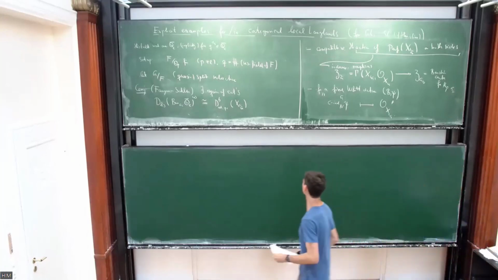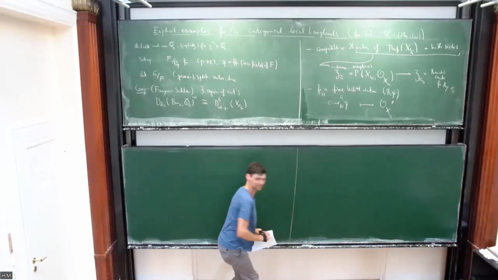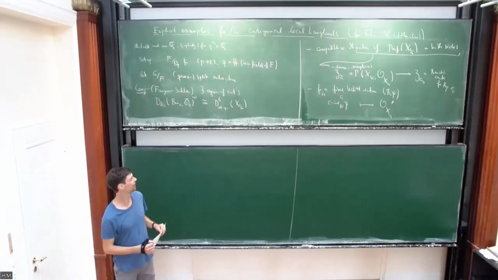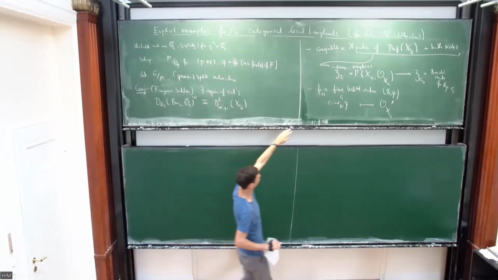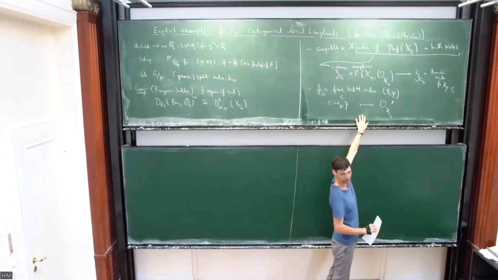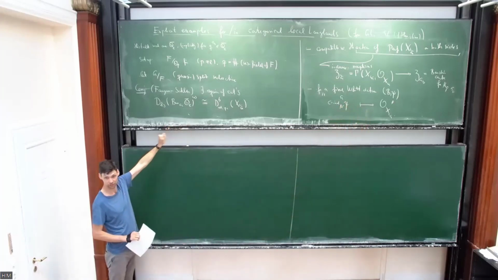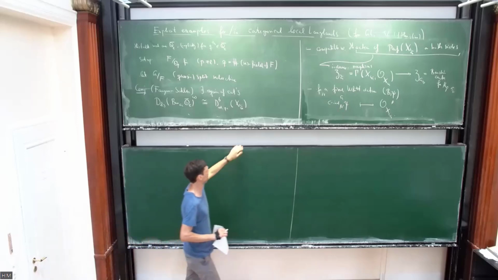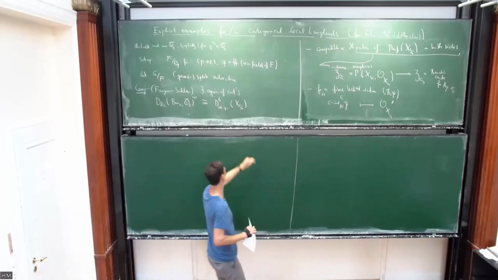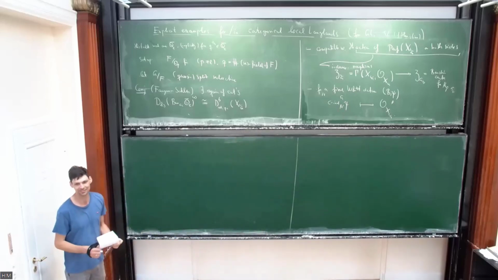So the map is unique after we choose the datum and require compatibility with the spectral action. If it exists, it is actually unique. Yeah. But this is the thing I just learned last week.